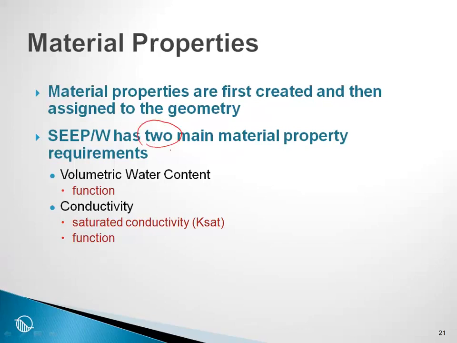SEEP has two main material property requirements. One is the volumetric water content, and we have to describe it as a function. The other is the hydraulic conductivity, and when the soil is saturated we refer to it as Ksat, but generally when we have unsaturated soil the conductivity needs to be described as a function that is very similar to the water content function.